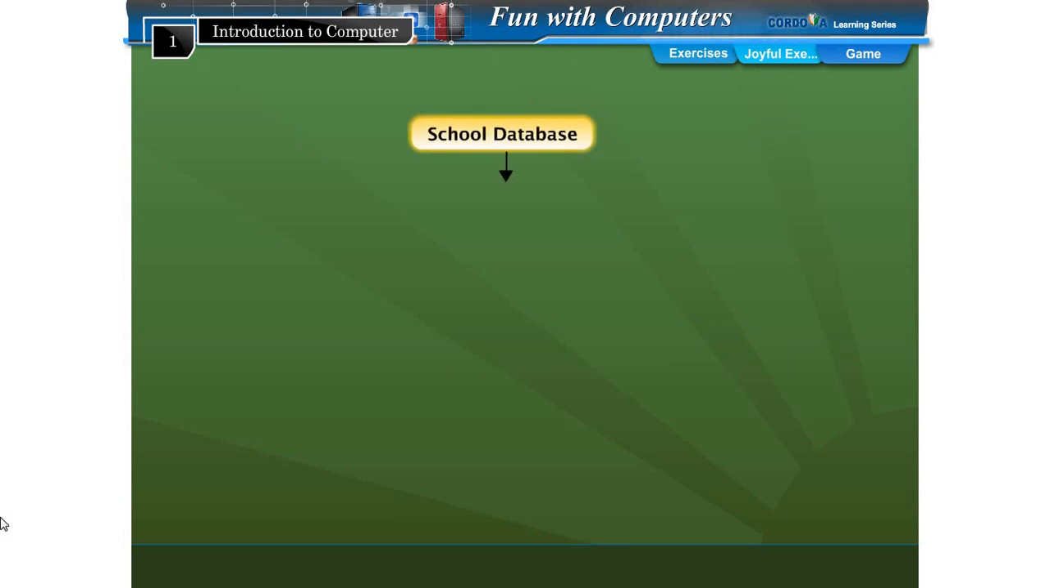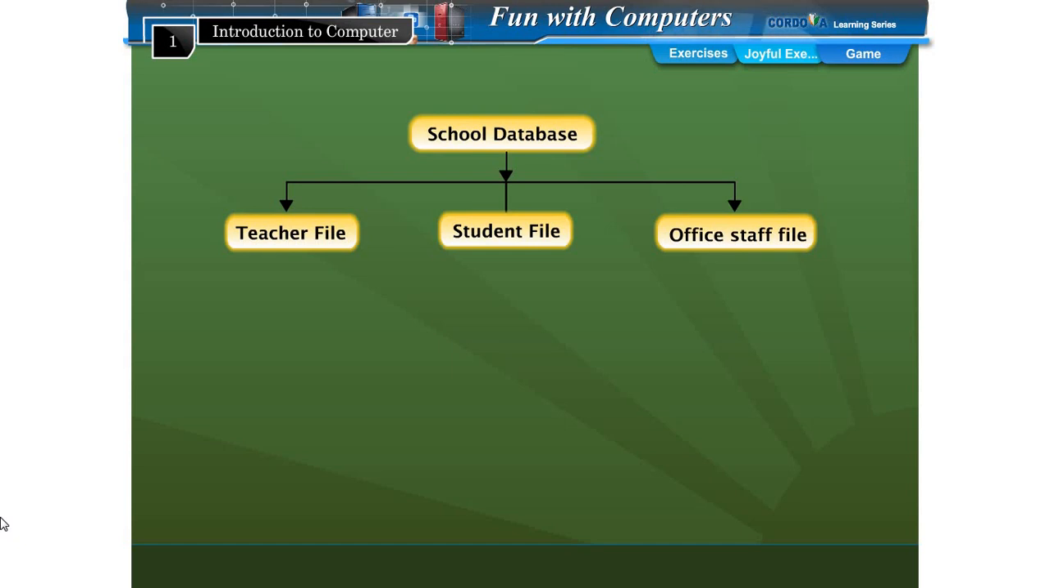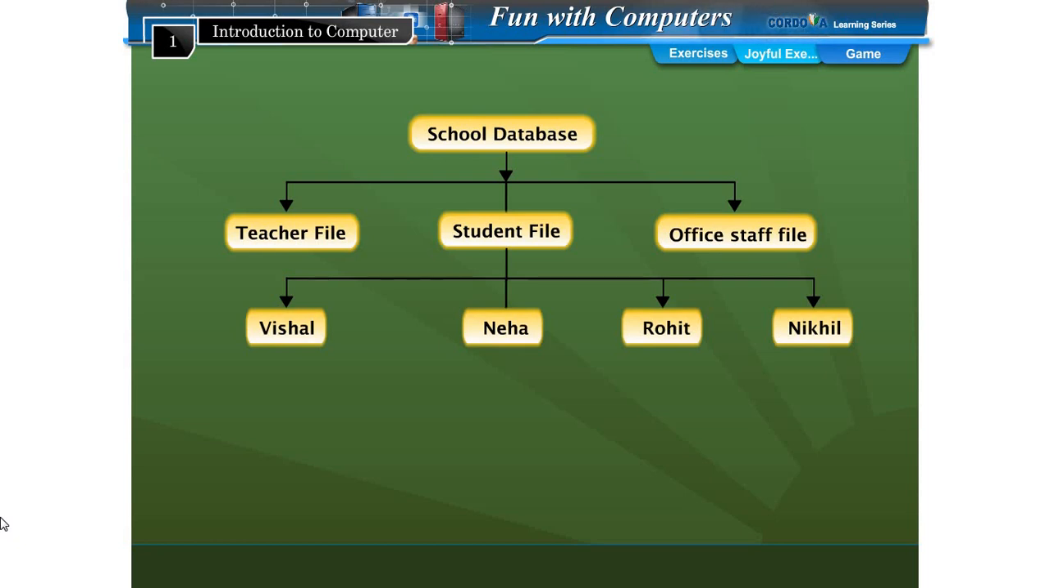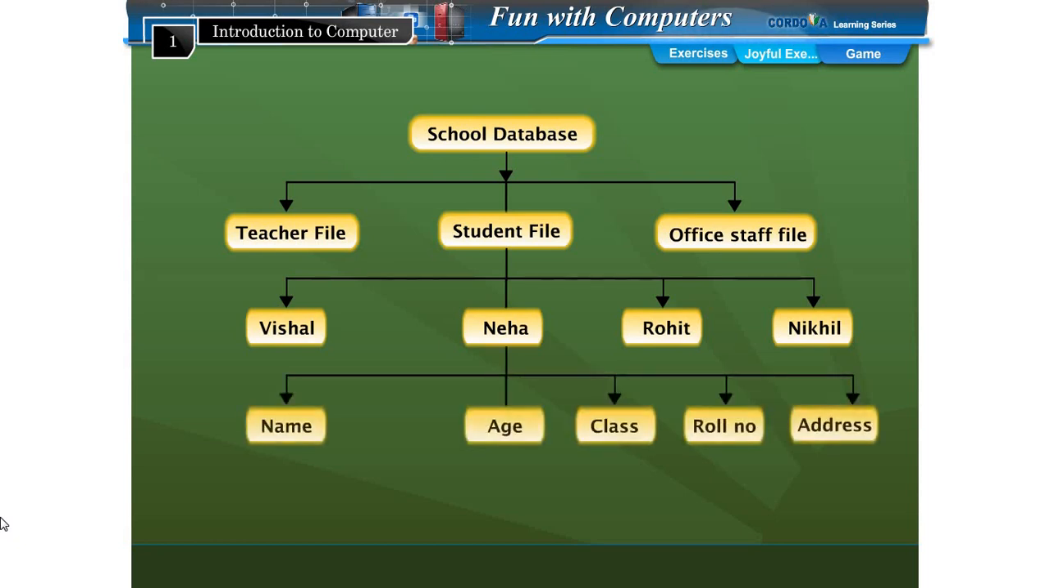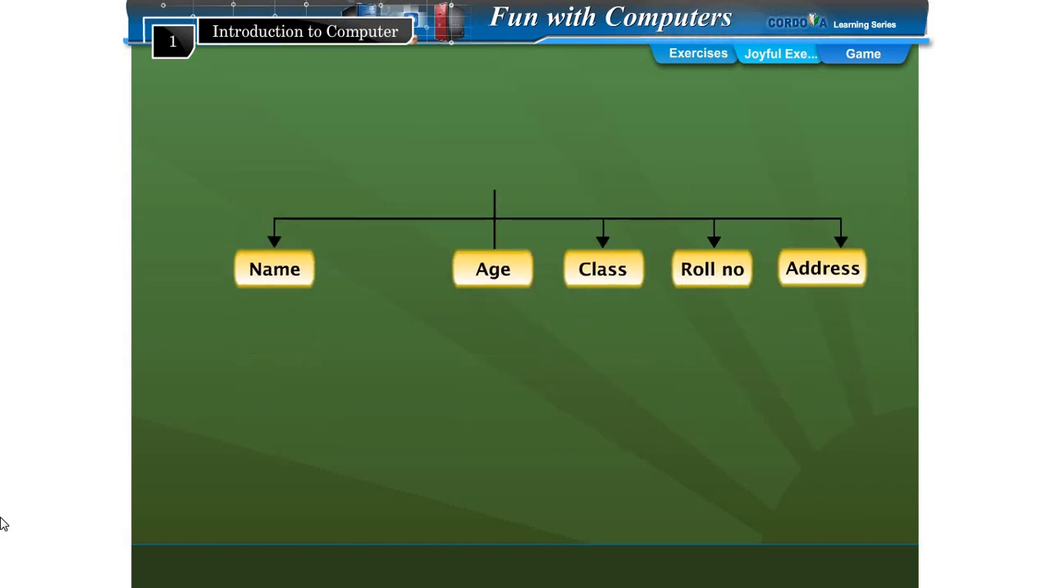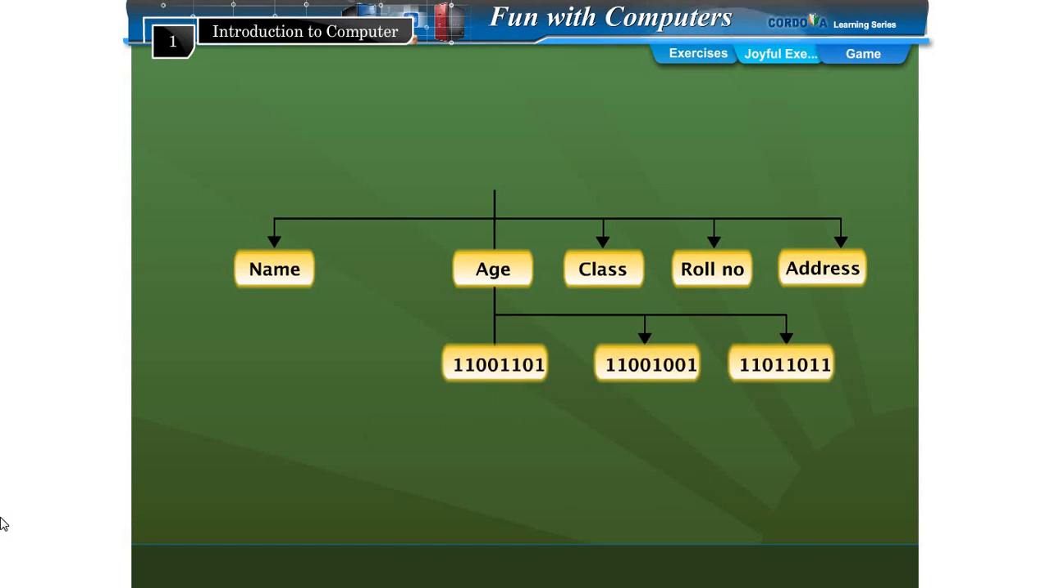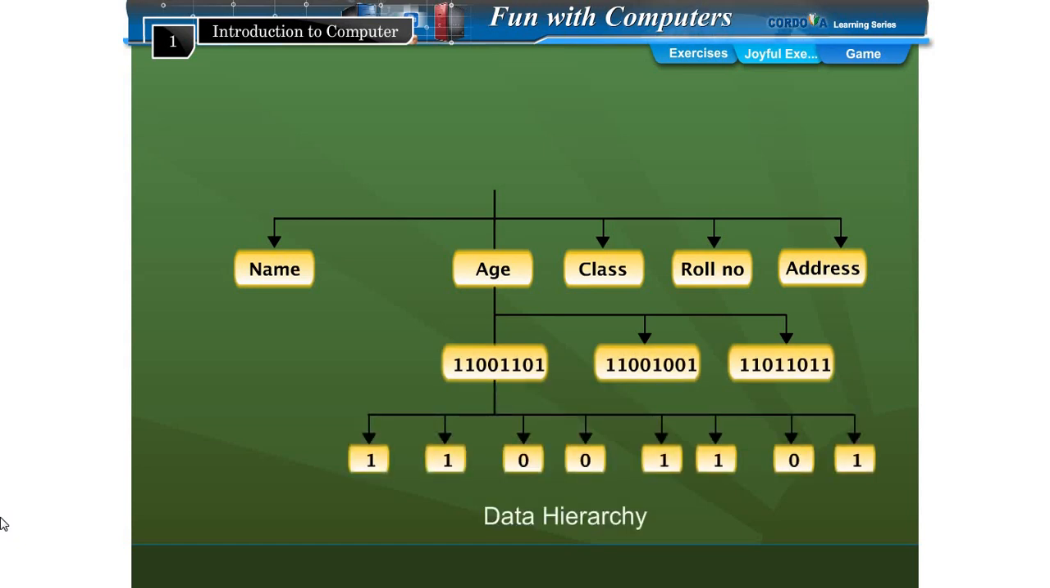Database, school database, files, teacher files, student file, other staff file. Records: Vishal, Neha, Rohit, Nikhil. Fields: name, age, class, roll number, address. Bytes, bits. Data hierarchy.